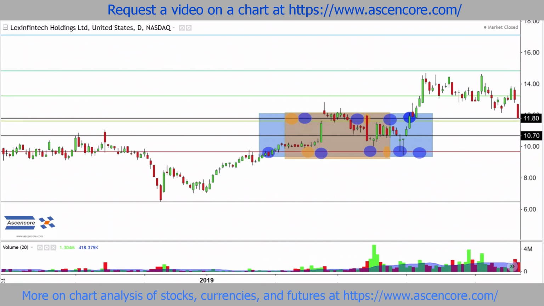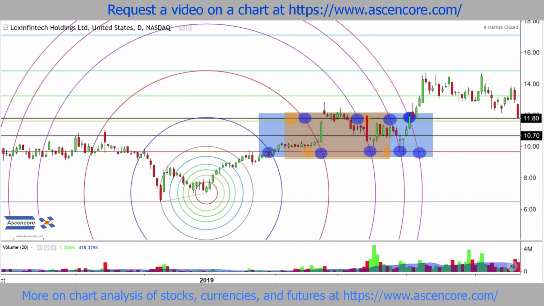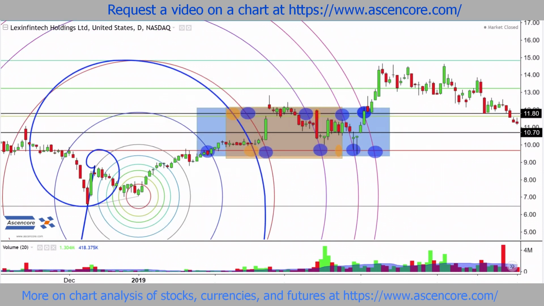All that was identified with just basic observations and just 3 Fibonacci techniques.